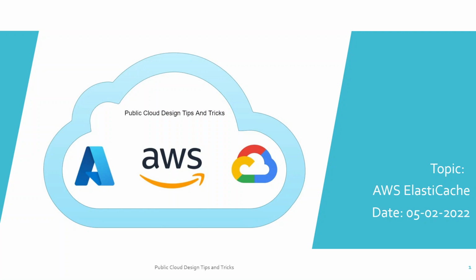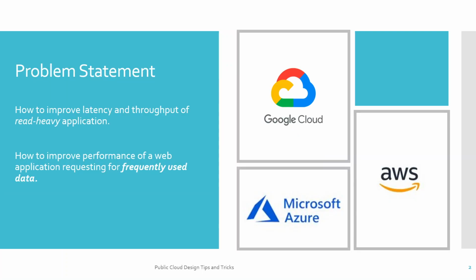Today's topic is AWS ElastiCache. What are the problem statements? The problem statements are how to improve latency and throughput of read-heavy applications, and how to improve performance of web applications requesting frequently used data.